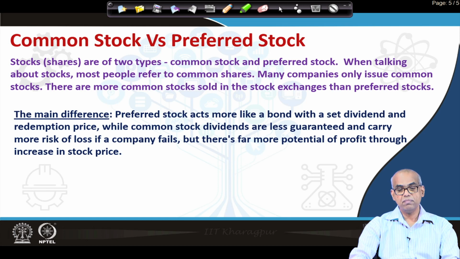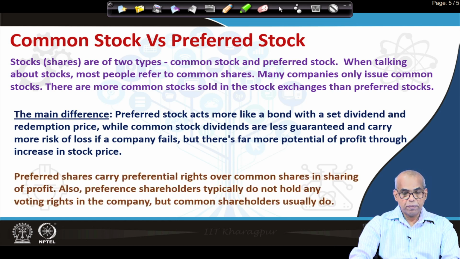But at the same time, there is far more potential of profit through an increase in stock price or share price. Preferred shares carry preferential rights over common shares in share of profit. Also, preference shareholders typically do not hold any voting rights, for the choice or the election of the board of directors in the company, but common shareholders usually have voting rights.